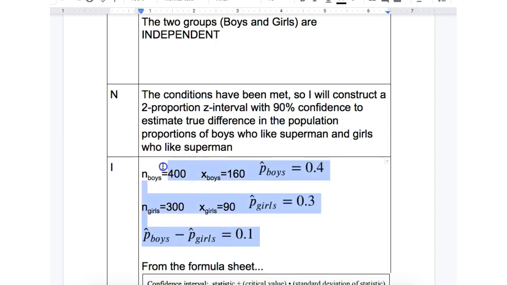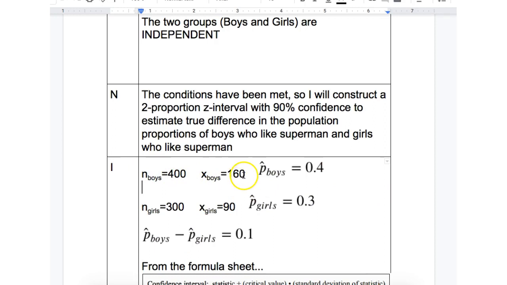So this stuff right here, this is all of the information I've gathered. 400 boys, 160 of them like Superman. That's a p-hat of 0.4 for boys. 300 girls, 90 girls like Superman. That's a p-hat for the girls of 0.3. And the difference in those p-hats, the proportion of boys and the proportion of girls, is 0.1. That's our point estimate. That's the best estimate we have for the difference in the two population proportions.